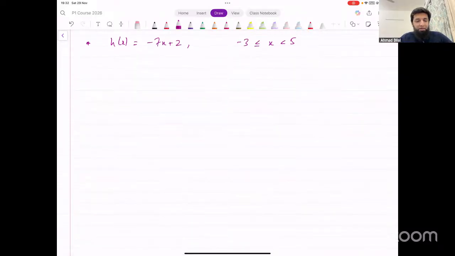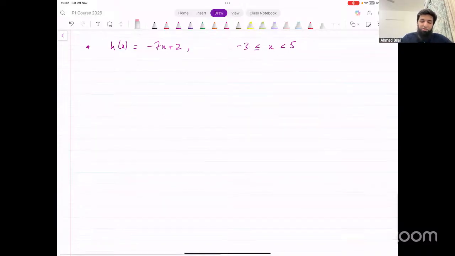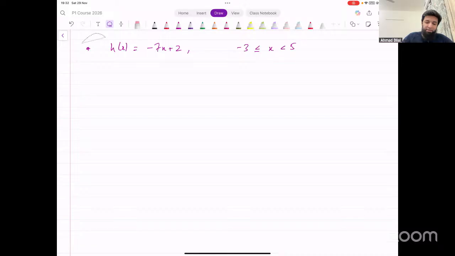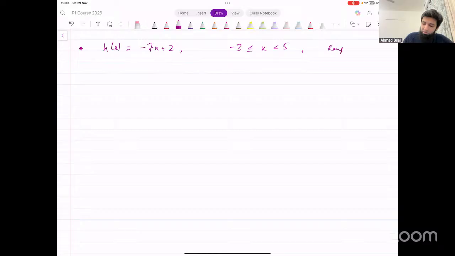So I've got this linear function. I know the domain of the function is x between -3 and 5, with an equal to sign with -3 and no equal to sign with 5. What is the range of this function going to be? I'll give you 30 seconds or a minute to think about this. Let me know the range of the function. Can everyone please respond to this? Range of this function. What is this going to be?